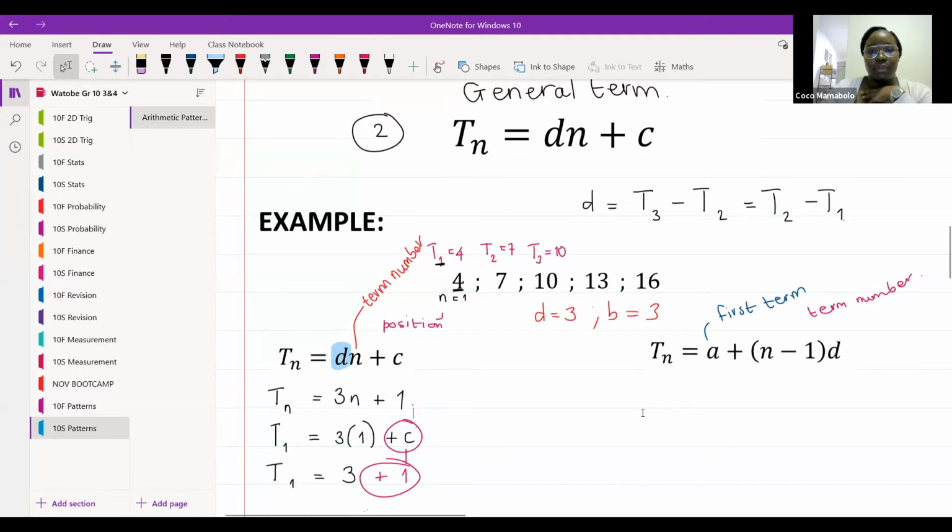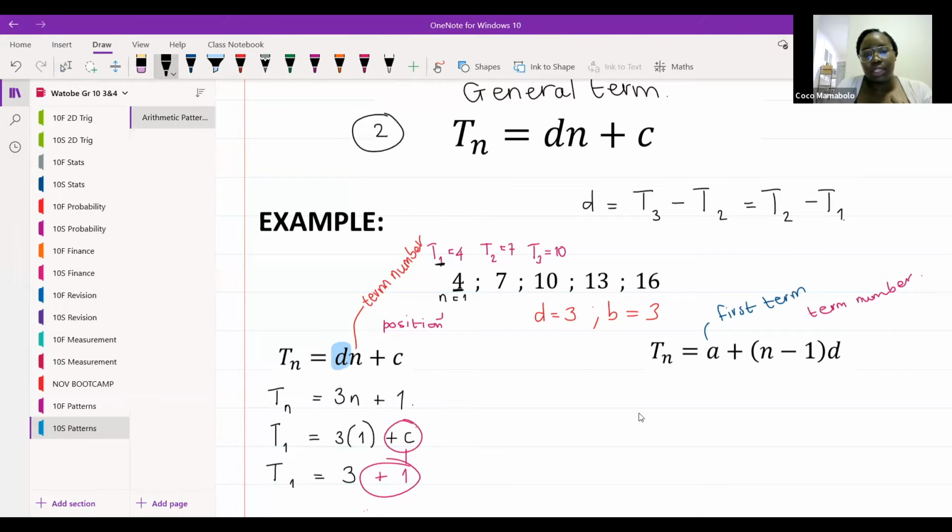Ma'am, can I ask, since T1 equals 4, therefore, can we just put 4 on the left-hand side and solve for C as solving for X? Yes, 100%. Now, it gets a little bit confusing, as some people don't understand that we can replace the whole of Tn. Okay, so I don't want to confuse people, but if you are able to do that, I'm about to explain that.